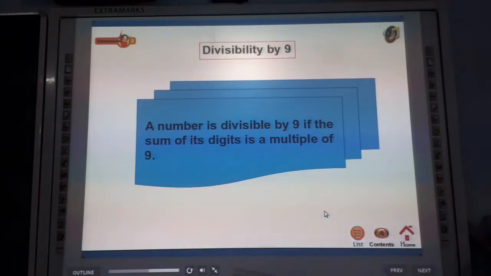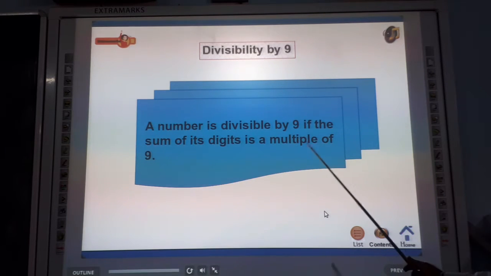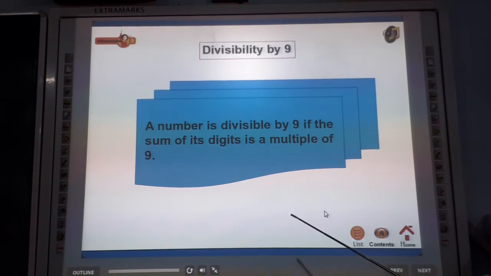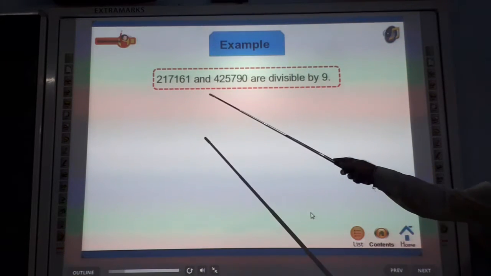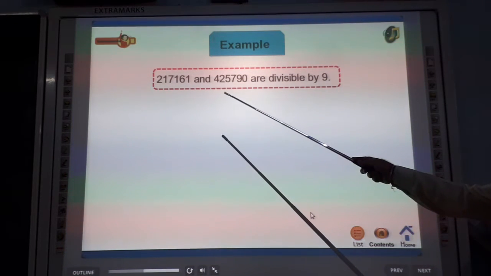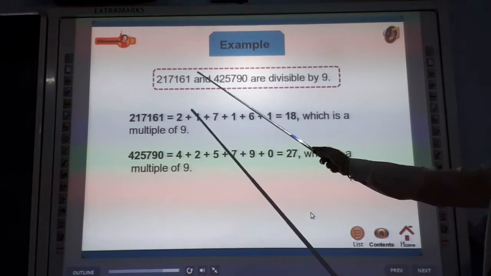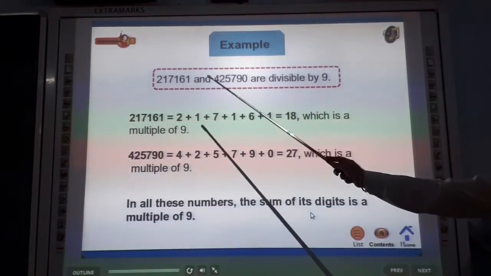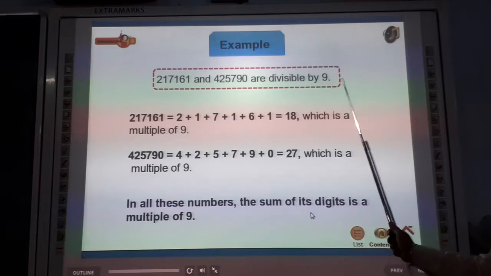Coming to the next rule, divisibility by 9. Again, the same rule as 3. A number is divisible by 9 if the sum of its digits is a multiple of 9. There are some examples. 2 plus 1 plus 7 plus 1 plus 6 plus 1. When we add all these digits, we have 18. Then 18 is divisible by 9. So this complete number 2,17,161 is also divisible by 9. And we can also say, in other words, it is a multiple of 9.